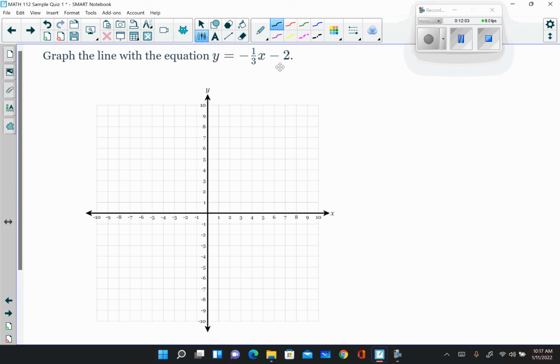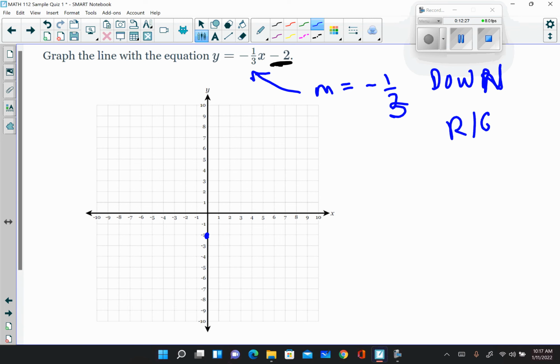To graph this line, we know that -2 is the y-intercept. So we put a point at -2 on the y-axis. And slope is -1/3. When we make a line with negative slope, we go down and to the right. If the slope were positive, we would go up and to the right. Down and to the right for negative slope, up and to the right if it was positive slope.